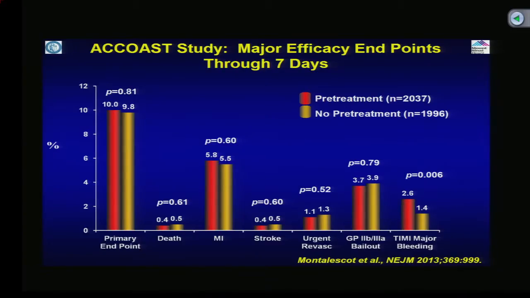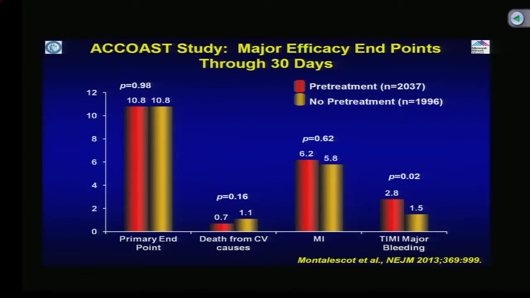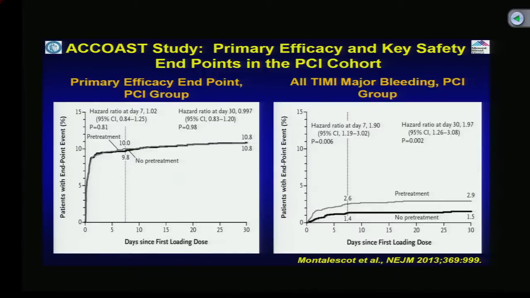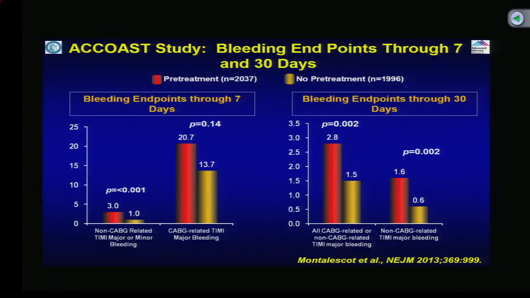Pre-treatment versus no pre-treatment at 7 days was exactly identical, except you have higher major bleeding with pre-treatment, and the same thing at 30 days. So no difference in outcome, no difference in MI, mortality, or primary efficacy endpoint, rather more bleeding with pre-treatment. This is the graph form: no difference in efficacy, but higher major bleeding, and the same continues whether it's 7 days or 30 days. So clearly the message is that by giving preload early, you cause more bleeding without any benefit, so that should not be given.